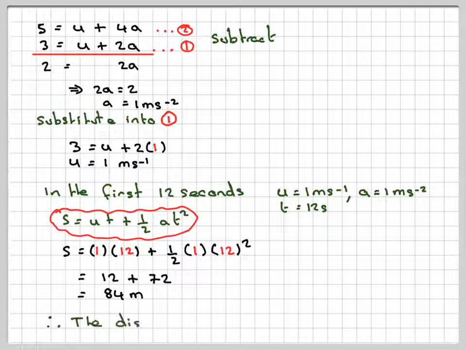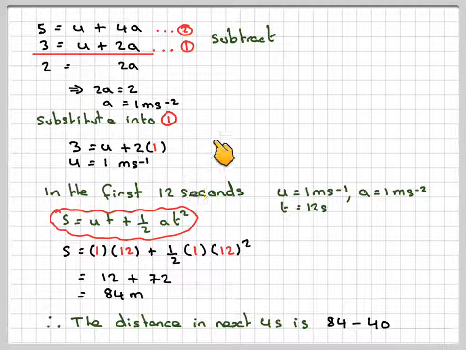So in the next 4, okay, so 8, we'll look at what the distance was for 12, take away the distance for 8, so it's 84 minus 40, that's going to give me 44 meters as the final answer.